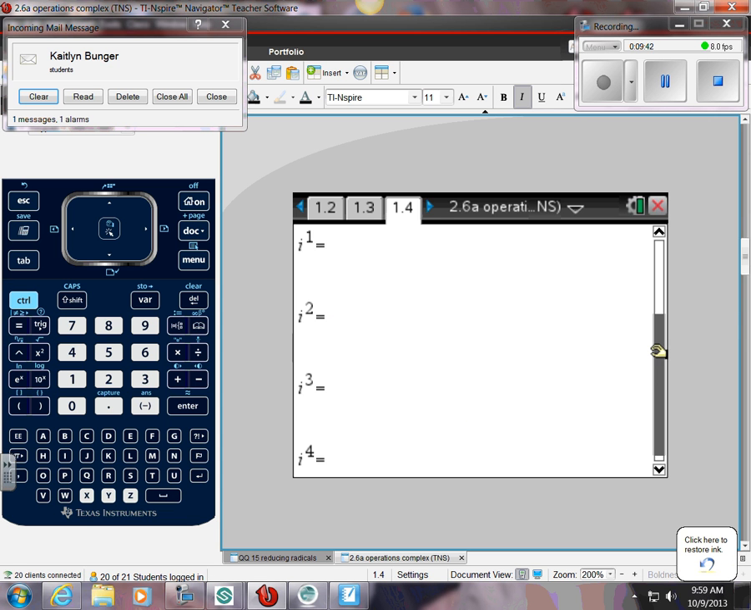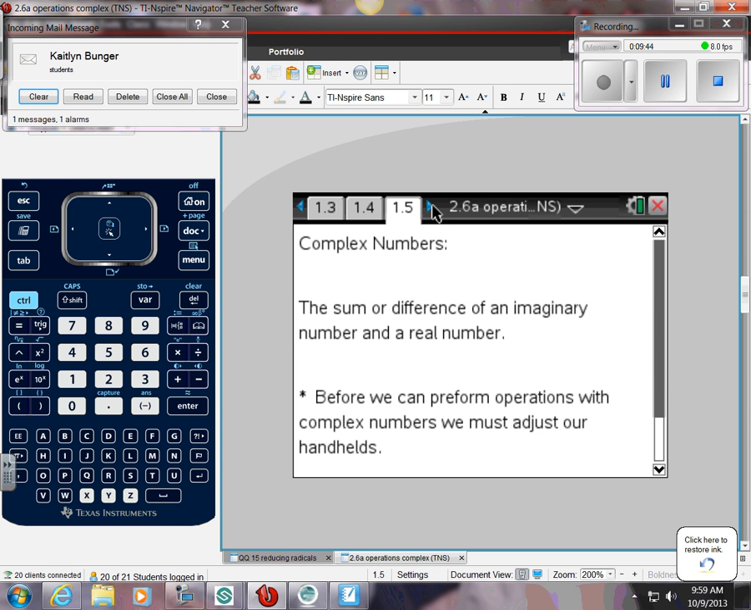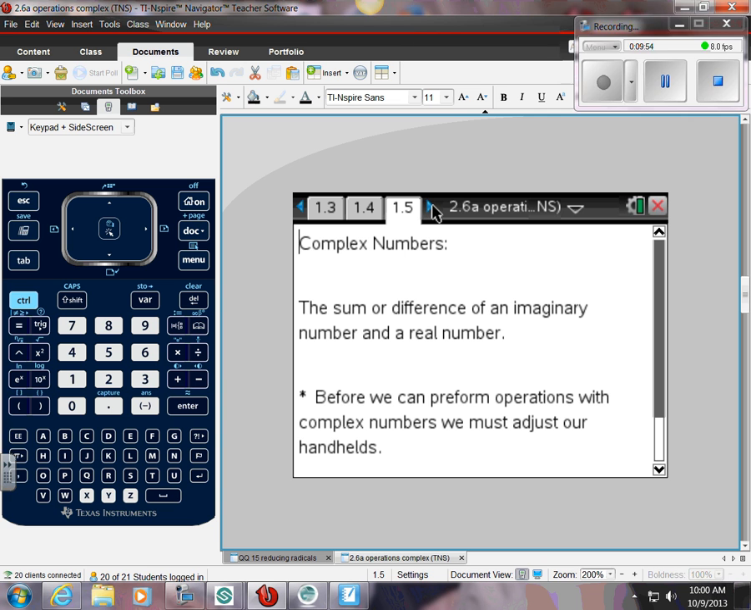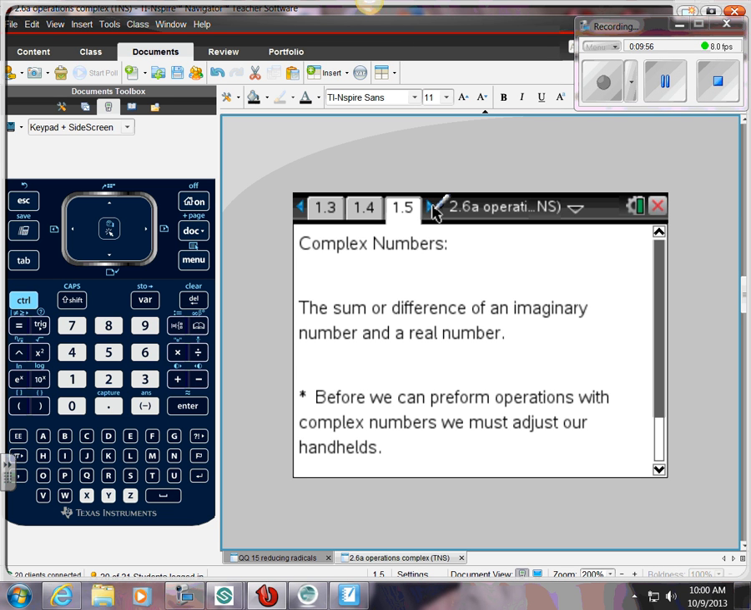Okie dokie. Turn to the next page. All right, so along with imaginary numbers is complex numbers. A complex number is the sum or the difference of an imaginary number and a real number. Give me an example of an imaginary number.